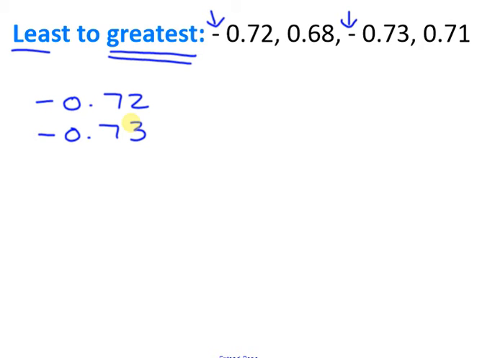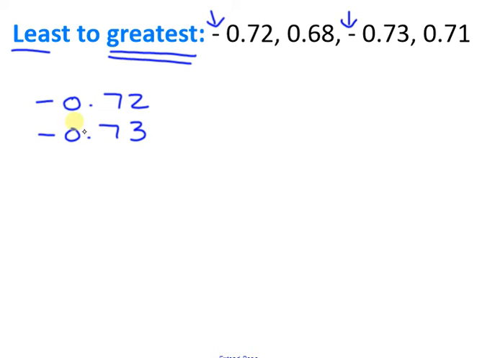And the reason why you work with them separately is because if you know you're going least to greatest, you know that your negative numbers are going to be the smallest. If you're going greatest to least, you know that your negative numbers are going to be all the way at the end. Okay? So if you handle them separately, then it's a lot less confusing.